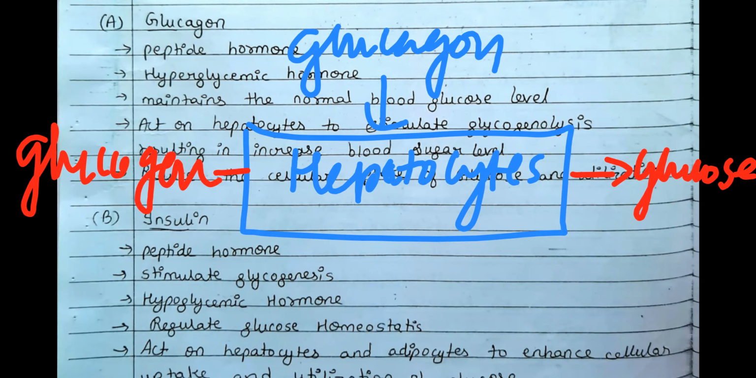It reduces the cellular uptake of glucose and utilization. It is stopping the cells from picking up the glucose. So blood glucose level rises to the normal. Aisa. Isse opposite, kaun sa hormone work karega? Tell me. Insulin.